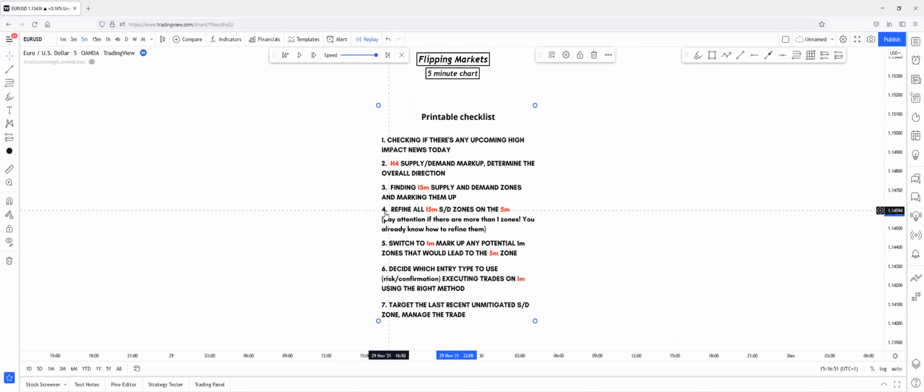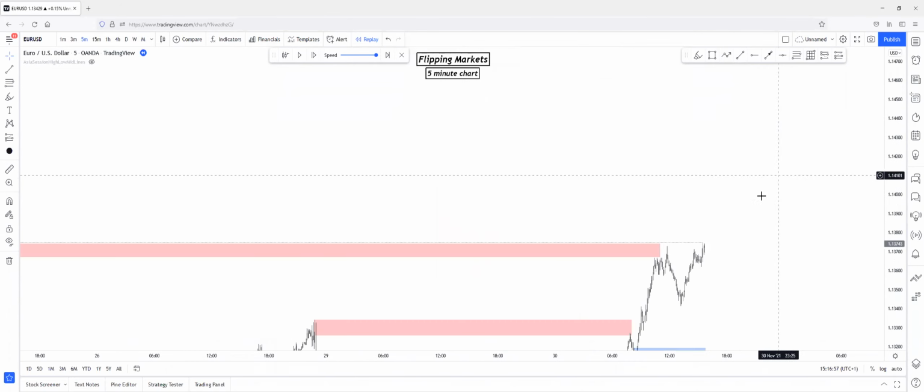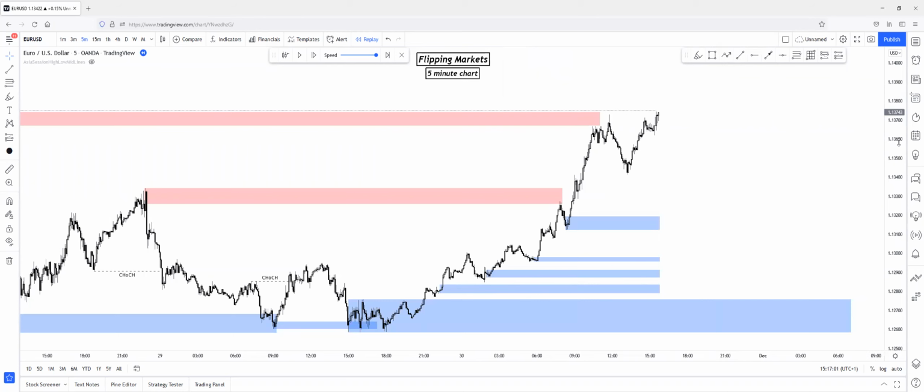As you can see, the 4th point is refine all the 15-minute supply and demand zones on the 5-minute chart. So this will be easy. We already talked about refinements. So let's just begin. As you can see, currently we are on the 5-minute chart, and these were the unmitigated demand zones that we just marked previously. So we will have to refine these zones.